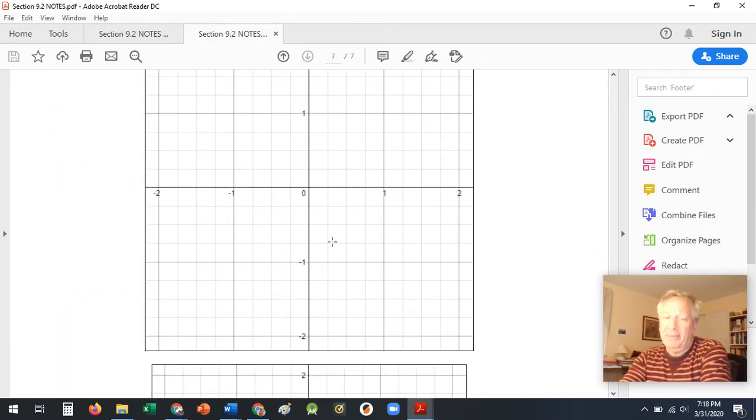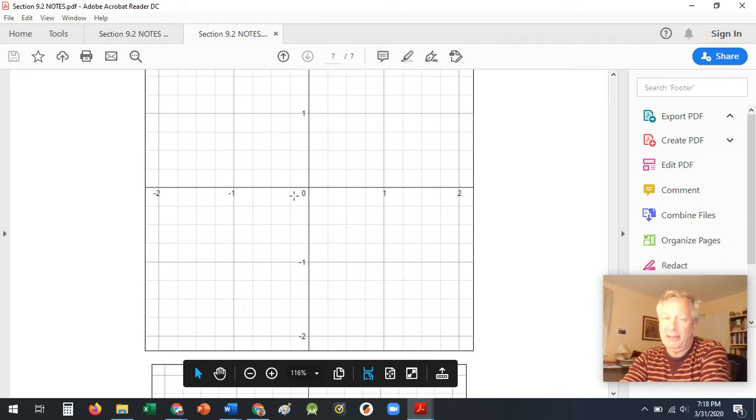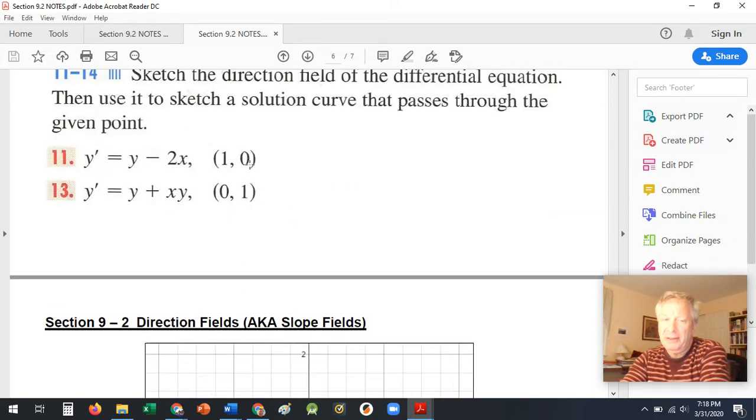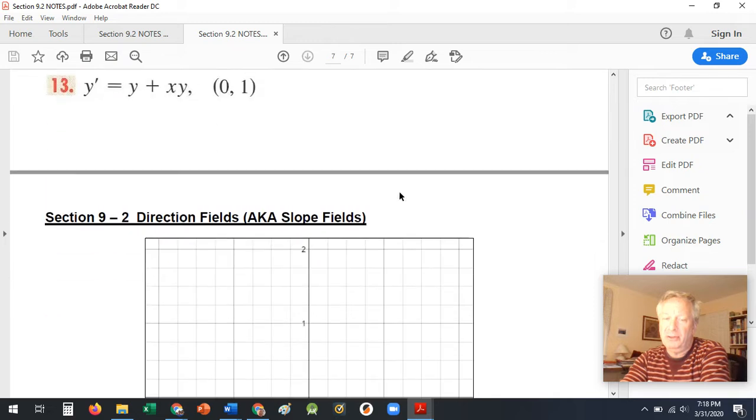I provided a blank place to draw the slope field. So for these, you're going to have to draw the slope field, and then using this initial condition, draw a solution curve.